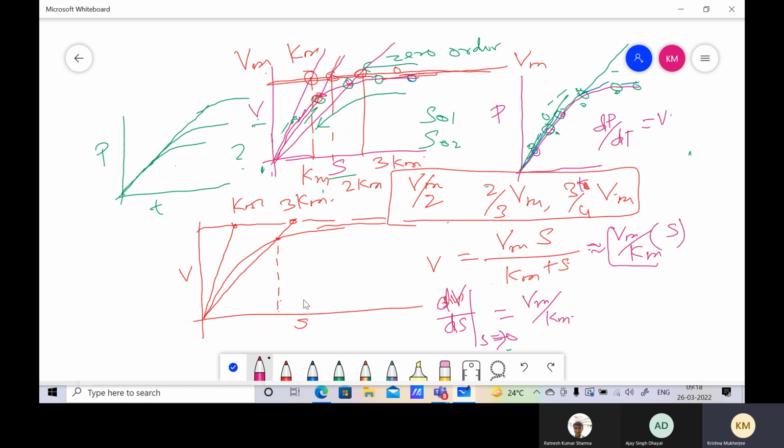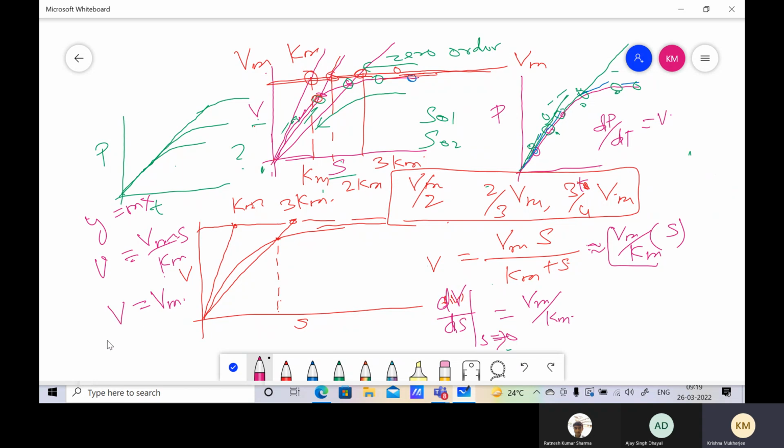And a line y is equal to mx, that is V is equal to Vm by Km into S, the tangent to the slope, right? Passing through the origin, this is y is equal to mx. There is no plus c here, it's all passing through the origin. And the slope is Vm by Km. Then where would this line intercept the line V is equal to Vm? What would be the S value?